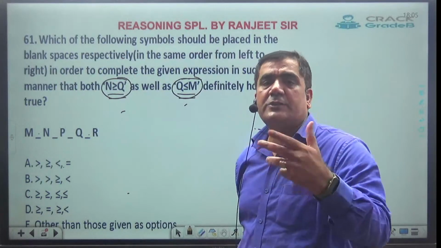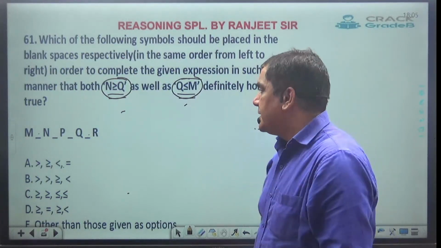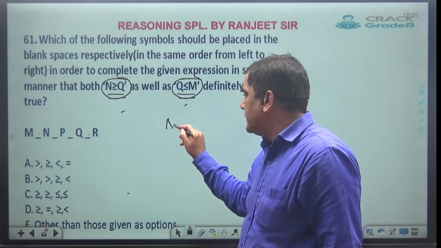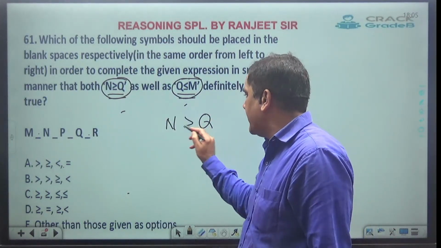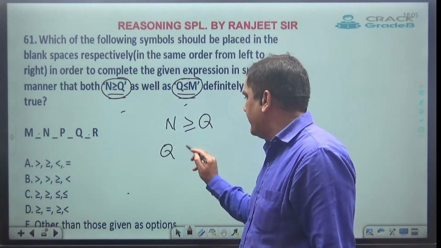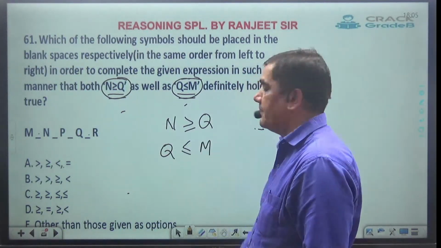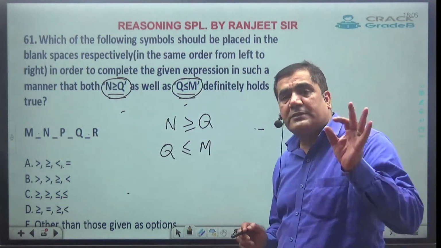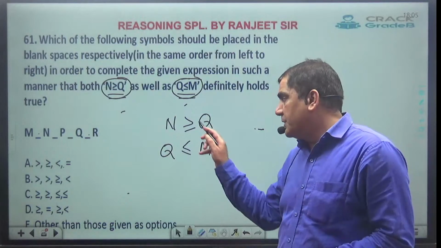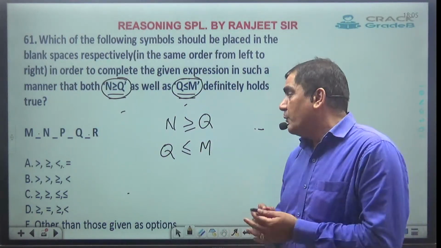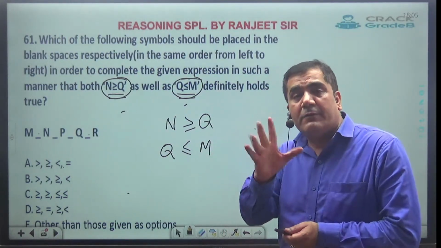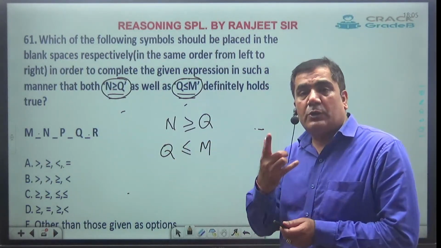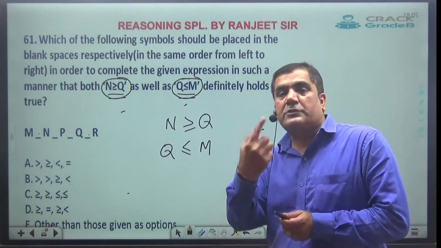Now, how to start this sort of question in the exam? Just see which two conditions should be definitely correct: n and q should have the greater than or equal to symbol between them, and q and m should have the smaller than or equal to symbol between them. My logic says that out of these two, always start with the one which will have an equal to sign between them. From there you should start the problem.